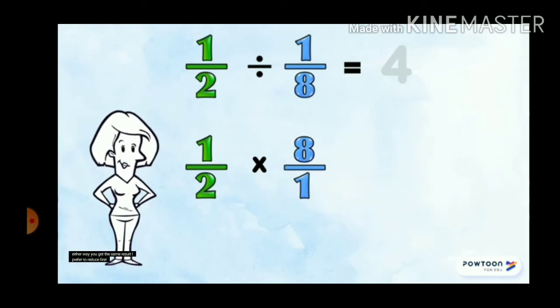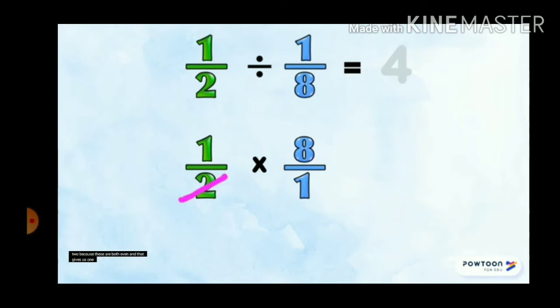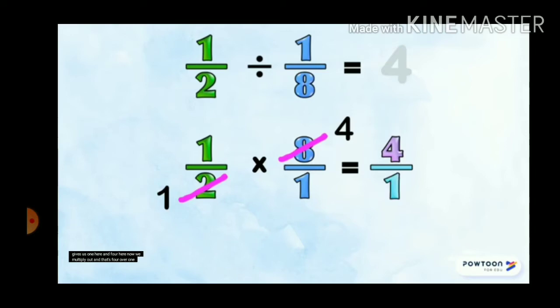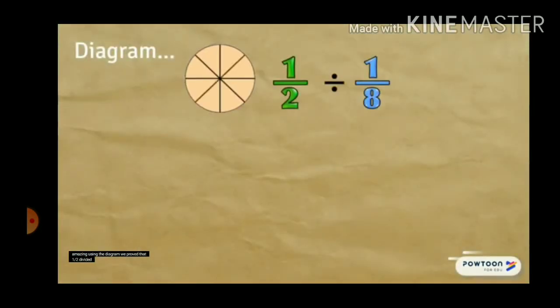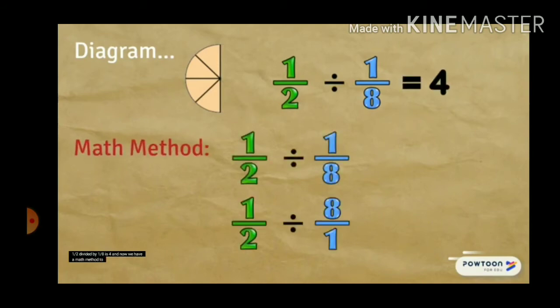I prefer to reduce first, so I divide by 2 because these are both even. And that gives us 1 here and 4 here. Now we multiply out, and that's 4 over 1. Any number over 1 equals the numerator as a whole number. 4, the same as we got using the diagram. That's pretty amazing. Using the diagram, we proved that 1/2 divided by 1/8 is 4, and now we have a math method to get us there easily without needing a diagram.